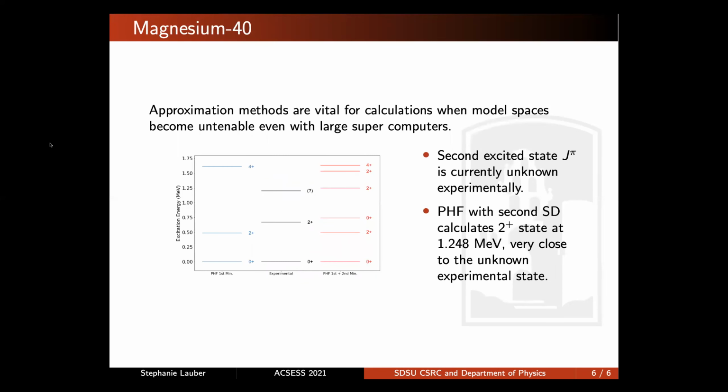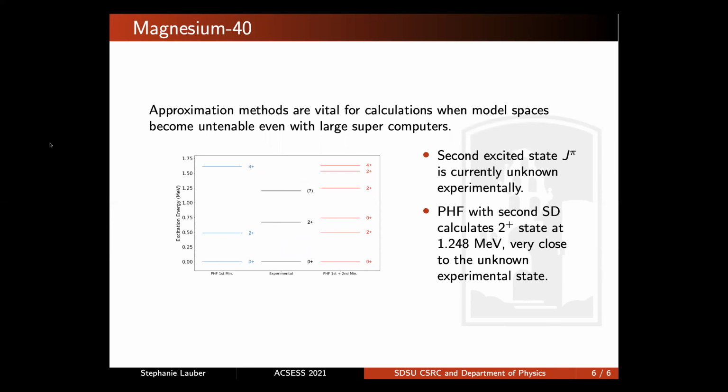Finally, magnesium-40. So approximation methods are vital for calculations when the model spaces become untenable. Again, on the left-hand side is the first Hartree-Fock minima. In the center is comparison to experimental results because we cannot do this with full configuration interaction. And in red is the addition of a second minima. We are able to reproduce a state that is at least close in excitation energy to the second excitation state in the experimental value that is currently unknown.